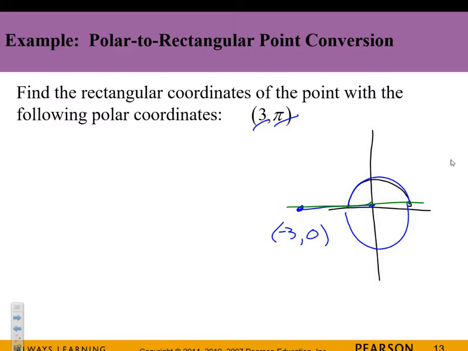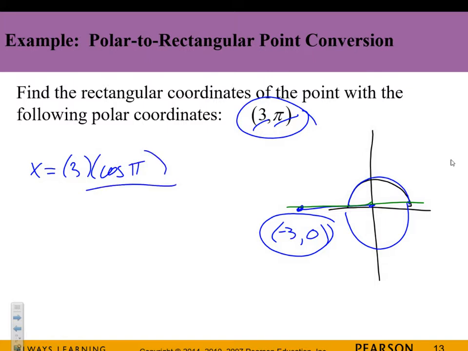I have a question. Go ahead. Which one? This one? This is the rectangular form of this polar coordinate. This was me doing it visually. If you want to do it algebraically, throw that in your calculator.